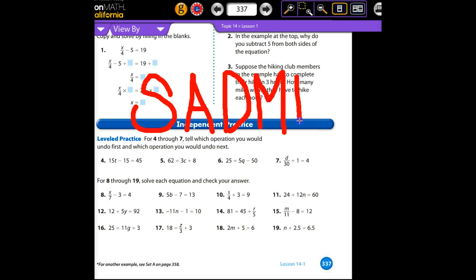Exponents. You won't see any of those in this lesson, but you will later. You will see it definitely in 6th and 7th grade, or in 7th and 8th grade. And then finally we have our parentheses.